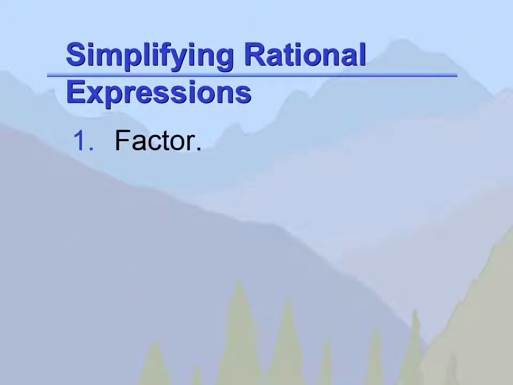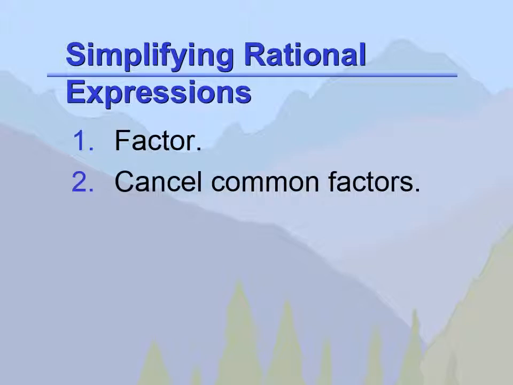So when we're simplifying rational expressions, the first thing we have to do is factor. And once we've got everything factored, then we are going to cancel common factors.